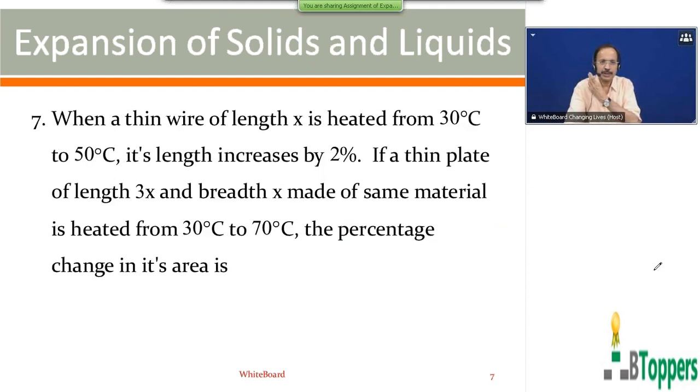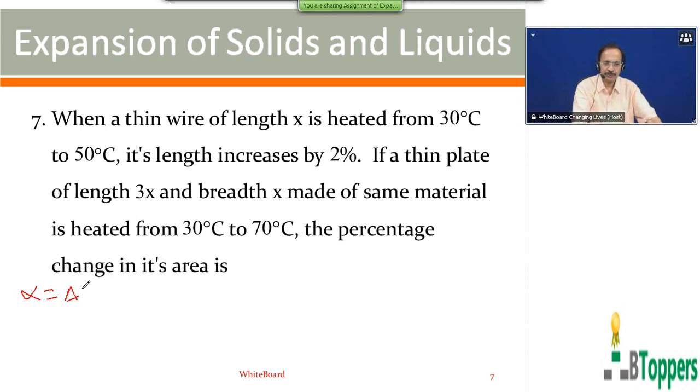Now look at the next question, question number 7. A thin wire of length x is heated from 30 degrees centigrade to 50 degrees centigrade. Length increases by 2%. A thin plate of length 3x and breadth x made of the same material is heated from 30 degrees centigrade to 70 degrees centigrade. The percentage change in its area is.